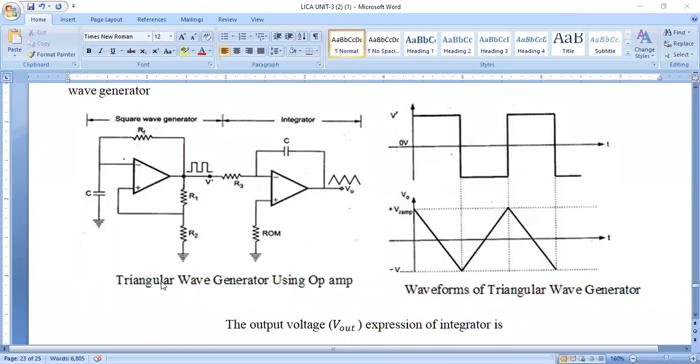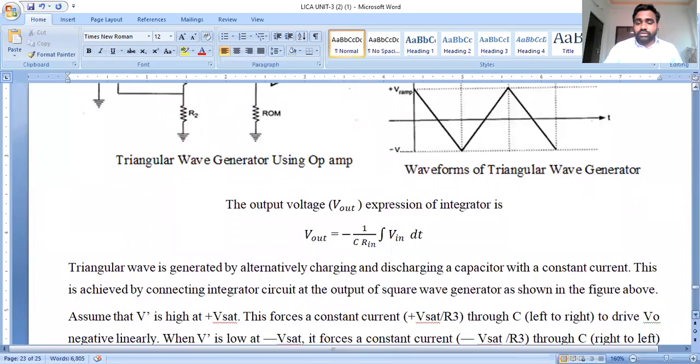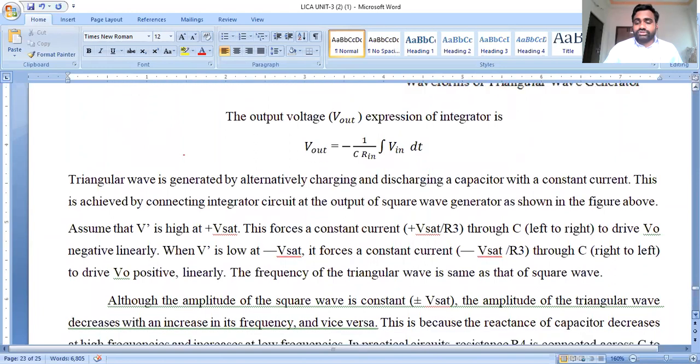So this is our analysis with respect to the triangular wave generator. This entire discussion is analyzed here in a theoretical manner, what we discussed here.